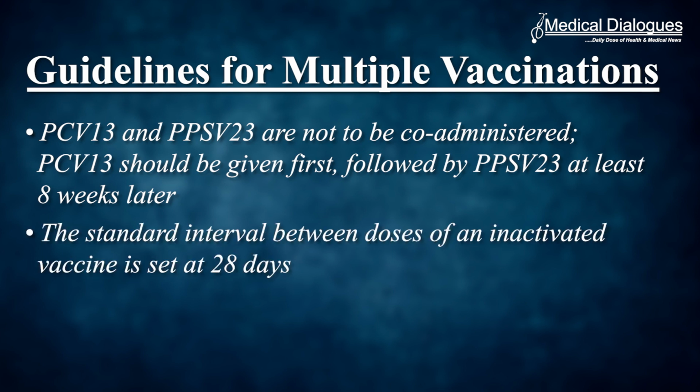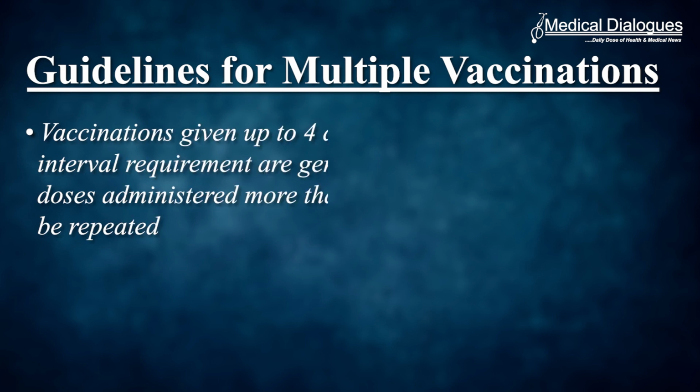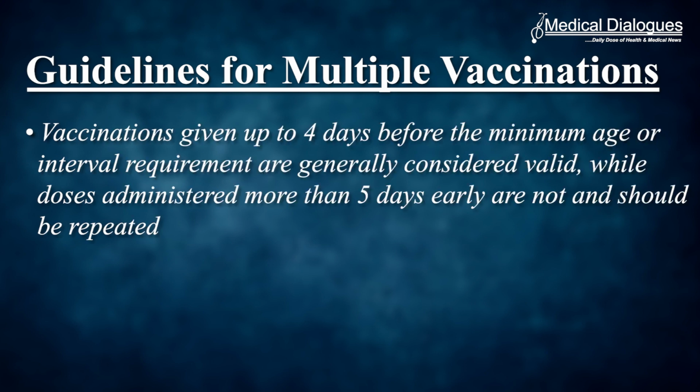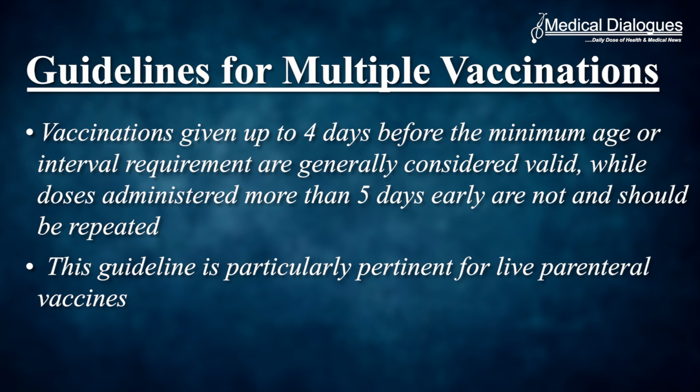The standard interval between doses of an inactivated vaccine is set at 28 days. Vaccinations given up to 4 days before the minimum age or interval requirement are generally considered valid, while doses administered more than 5 days early are not and should be repeated. This guideline is particularly pertinent for live parenteral vaccines.